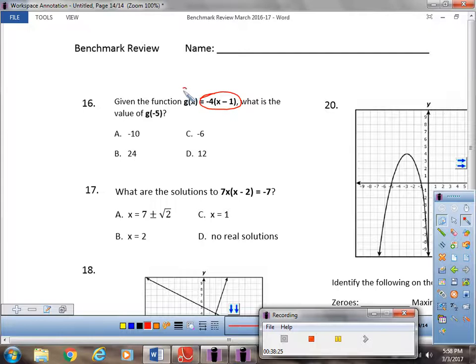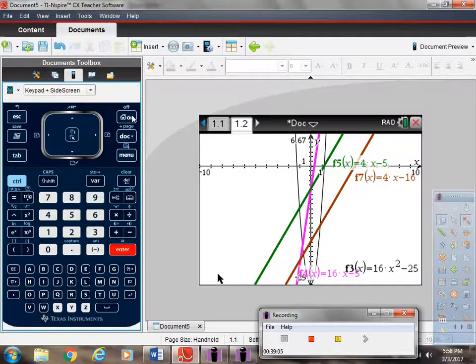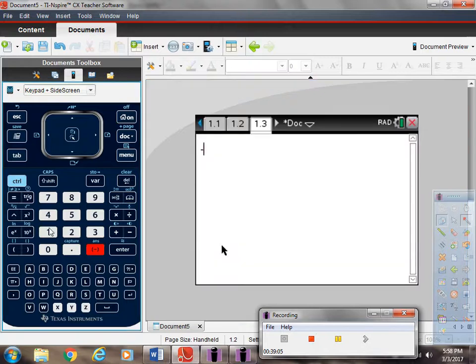If you think about it, the -5 is in the parentheses, the same place as the x, so -5 is the x. So all you need to do is literally plug it in. So it's -4 parentheses -5 minus 1. Just use simple substitution. Go over to your basic app: -4 times -5 minus 1. Boom. Your answer would be 24.